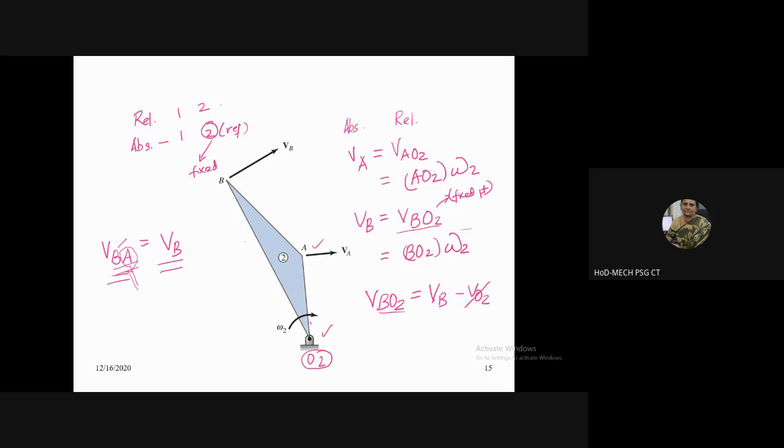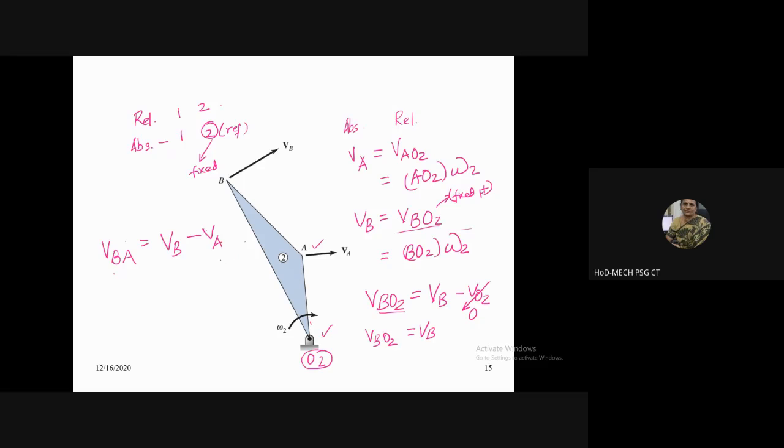What is the velocity of O2? What is fixed? What is the velocity? 0. In a fixed point, 0. So that's how VBO2 becomes equal to VB. Whereas when you write the relative velocity of B with respect to A, by definition it is VB minus VA. And what is VA?